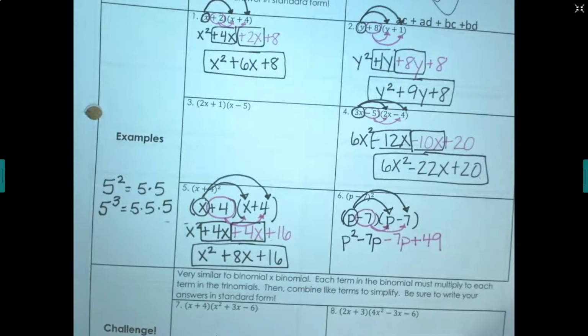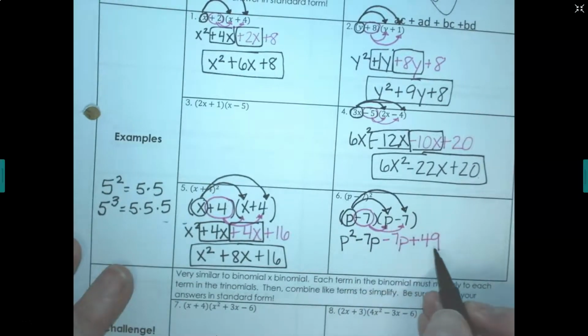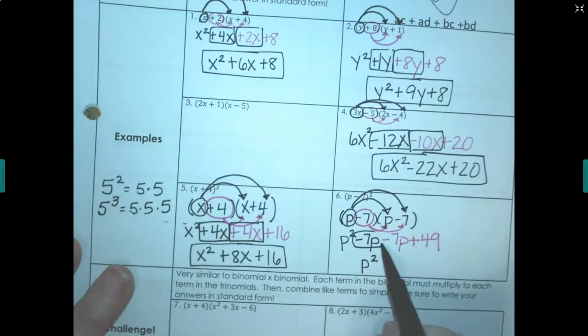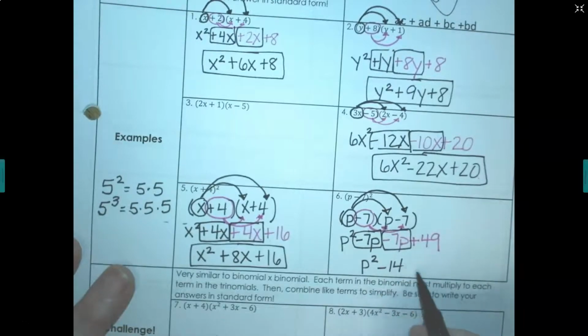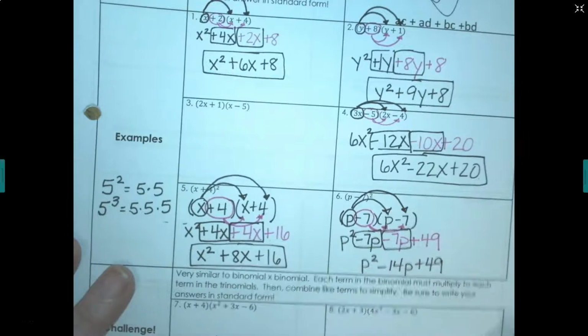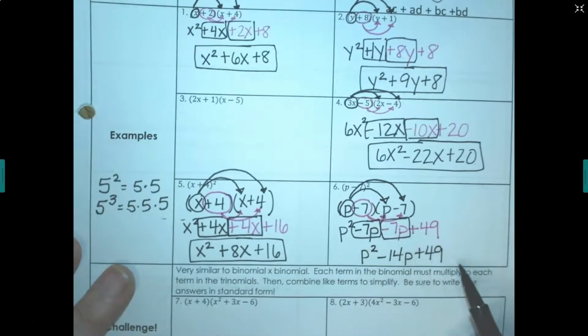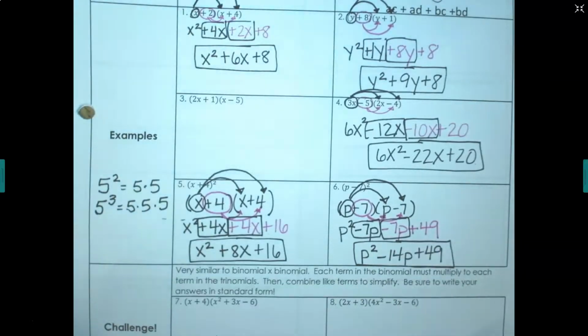We're going to look for like terms. P squared, nobody else has a p squared. Bring them down. Nobody to combine with. Then I have negative 7p minus 7 more p gives me negative 14p. And then the positive 49 has nobody else to combine with, so we're going to bring them down as is. 2 p's, 1 p, no p's. We are in standard form. Alright, hopefully we're getting that. If not, you need to go back and replay the video to make sure you complete the notes.